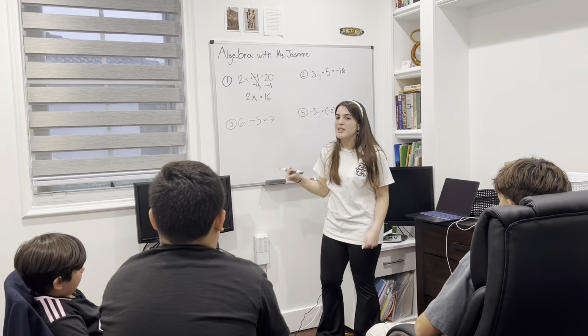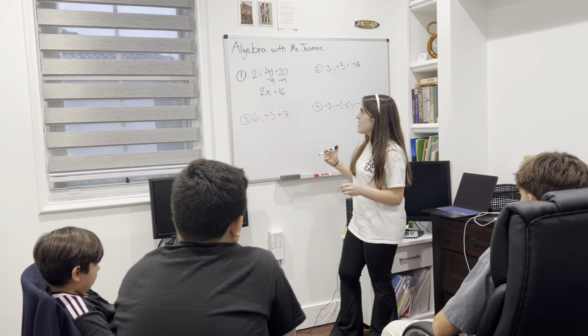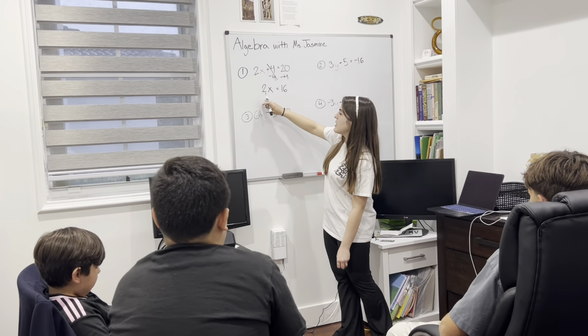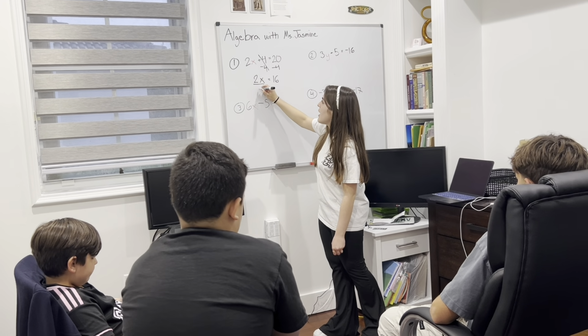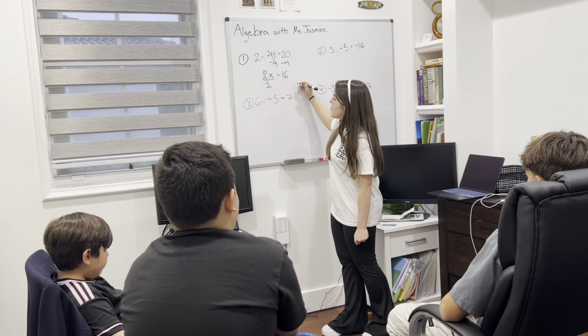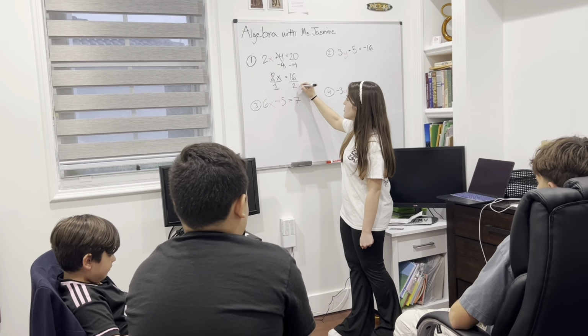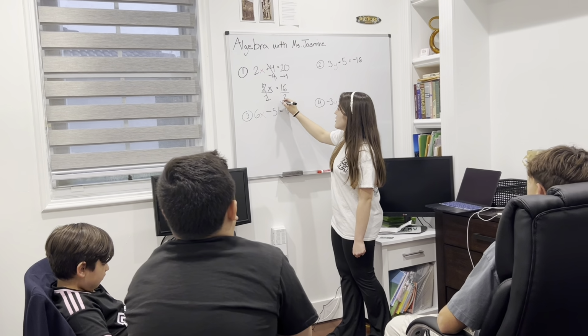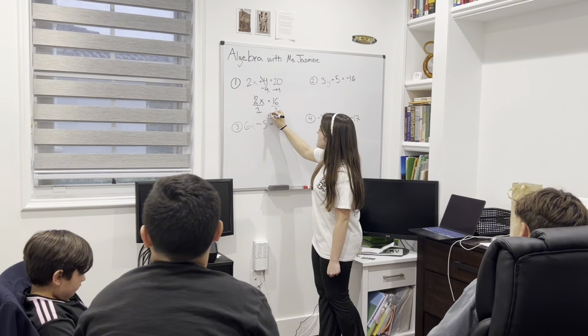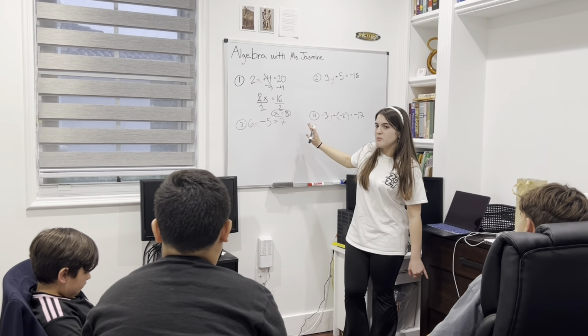So you're doing the opposite of what is happening to the x. Because this is being multiplied, you are going to divide it. So this is me dividing by 2. So you get rid of it. You divide the 16 by 2, and 16 divided by 2 is 8. So that means that in this equation, x is equal to 8.